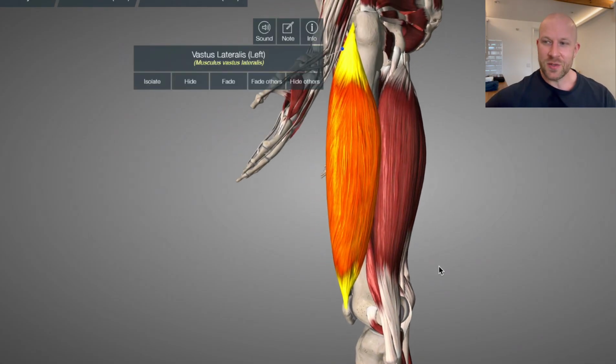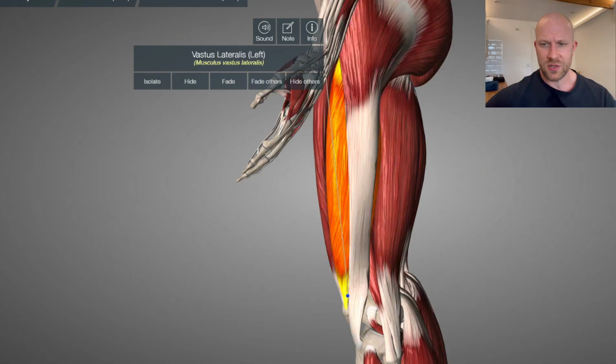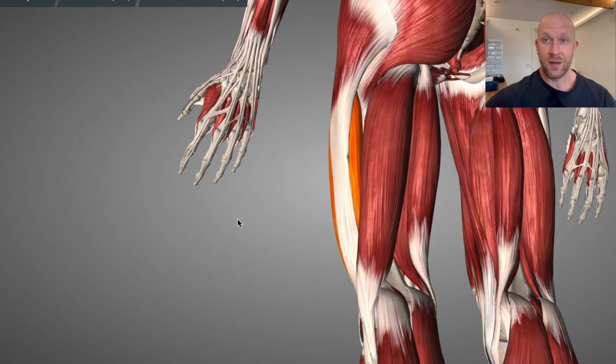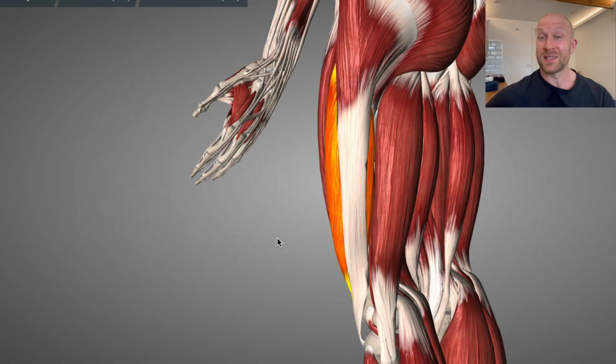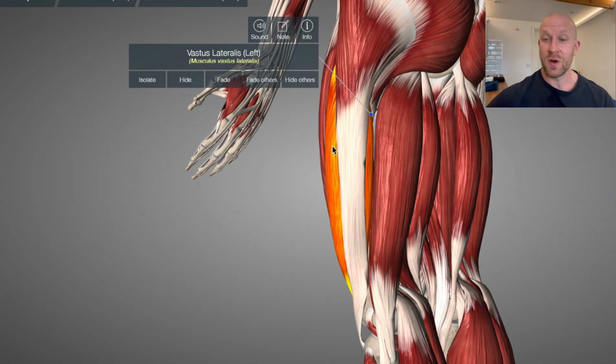And interestingly, as we add the layers back on, you'll see that the iliotibial tract covers vastus lateralis, and that muscle sits directly underneath. You can see it poking out the back of the iliotibial tract. So don't forget that when you're doing some work into the IT band, vastus lateralis is underneath, which might be one case for indicating work on the iliotibial band itself.